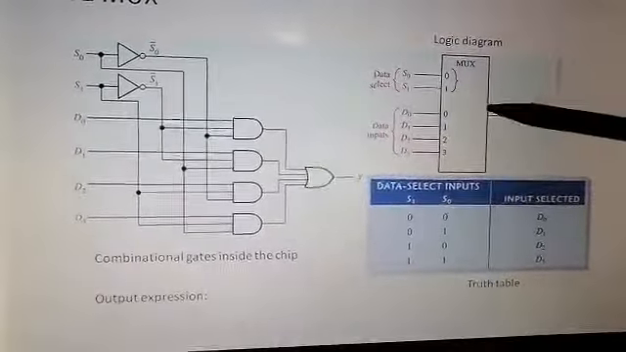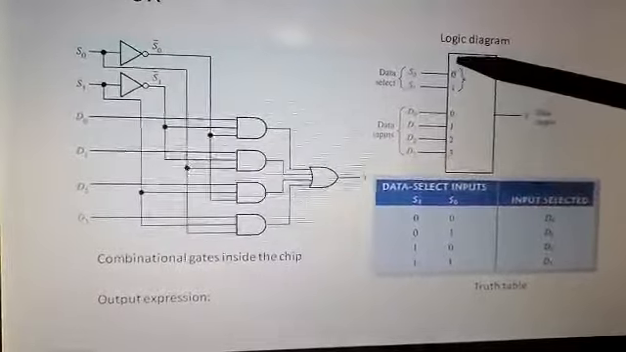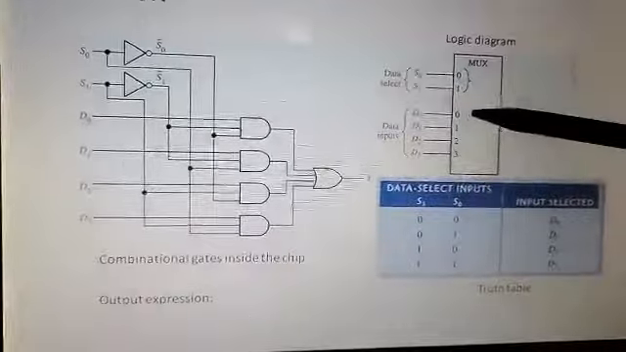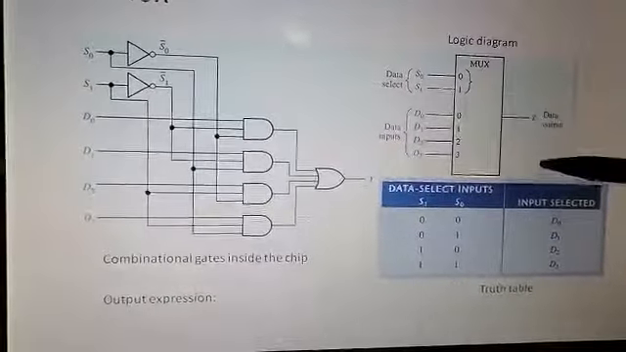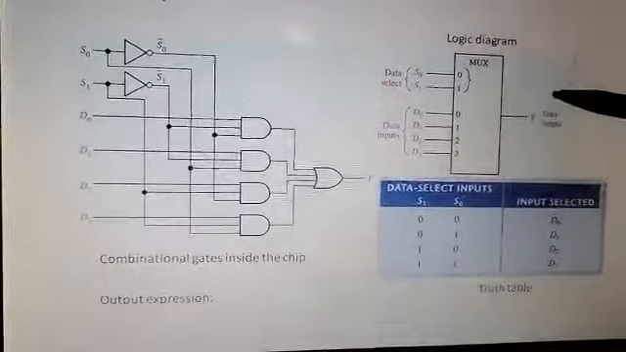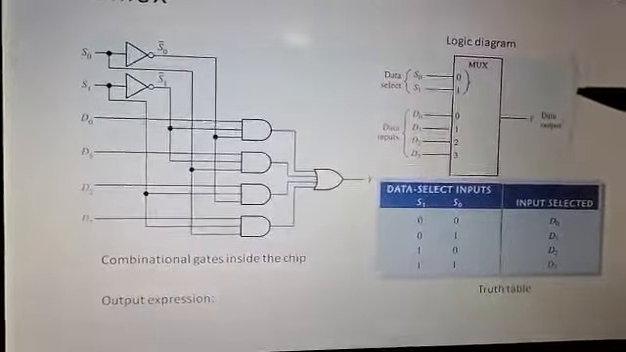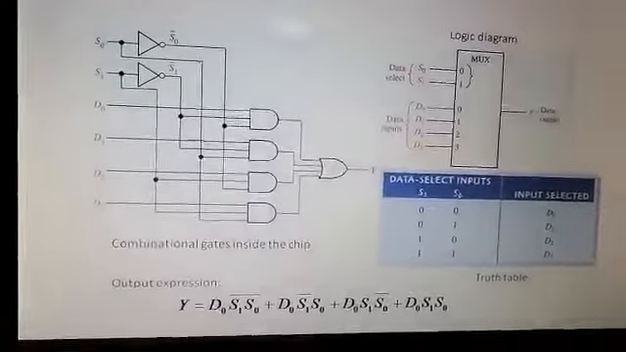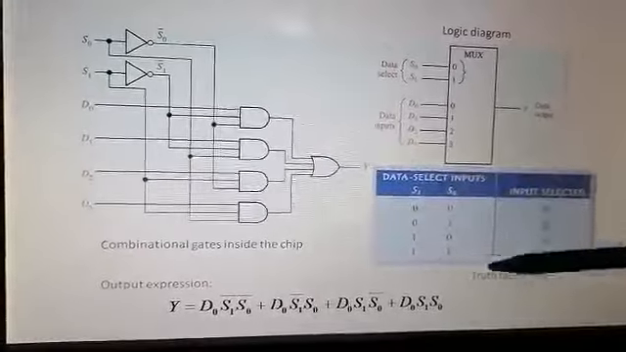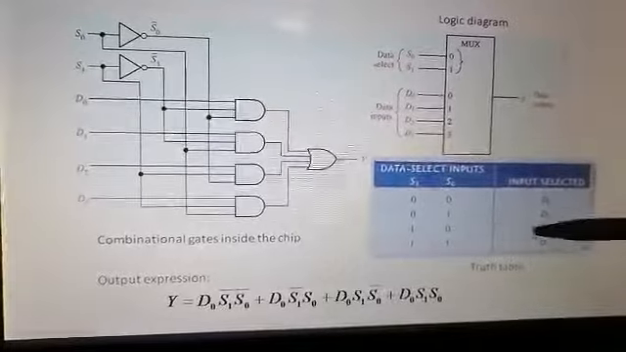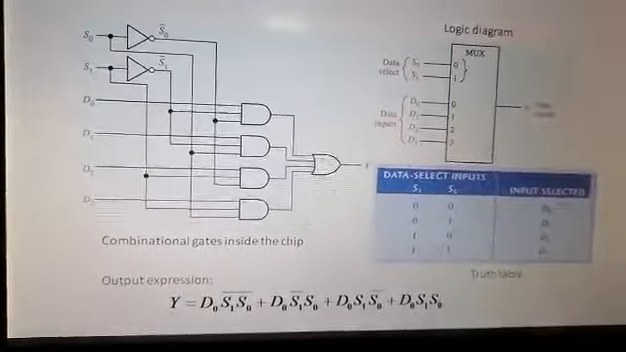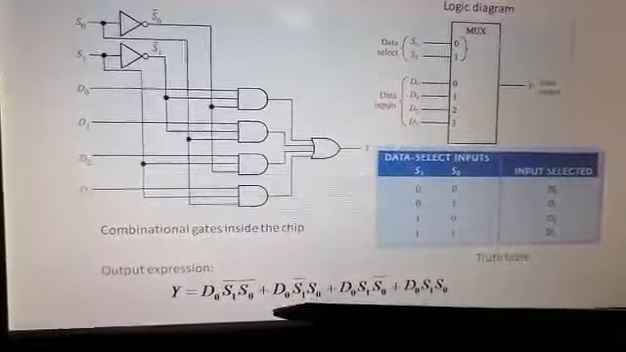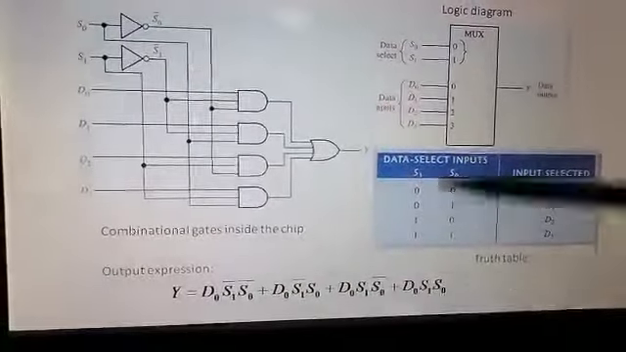If for example S0 is 0 and S1 is 1, that means we have D2, so the output here will be D2. Whatever data is inside D2 will be the output here. From this truth table we can come up with this logic, this Boolean expression.